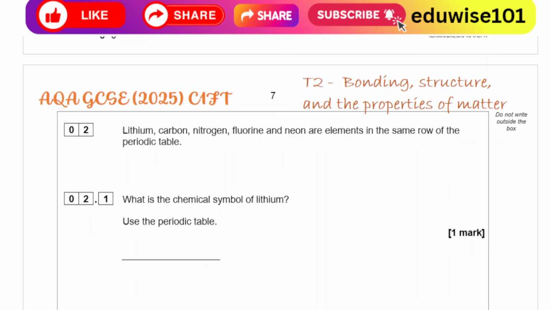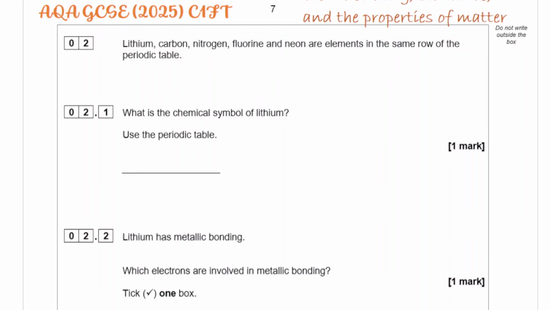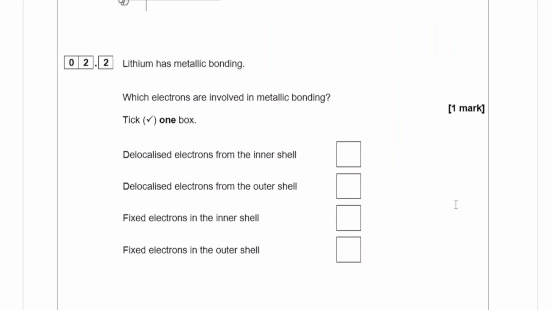Lithium, carbon, nitrogen, fluorine, and neon are elements in the same row of the periodic table. What is the chemical symbol for lithium? Use the periodic table. That will be Li. Lithium has metallic bonding because lithium is a metal. Which electrons are involved in metallic bonding? That will be delocalized electrons from the outer shell.